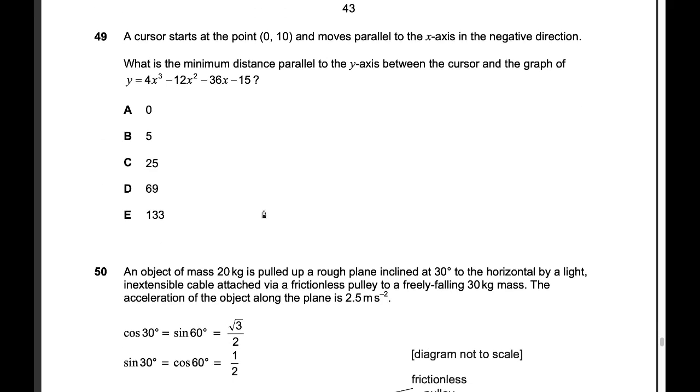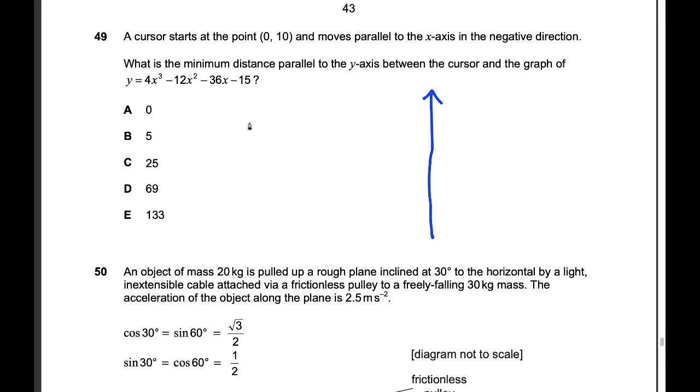Okay, so a cursor starts at a point 0, 10 and moves parallel to the x-axis in the negative direction. What is the minimum distance parallel to the y-axis between the cursor and the graph of this? I don't really know what they mean by cursor, but I'm just going to replace that with object. I suppose they mean a pointer, like you have on the computer.